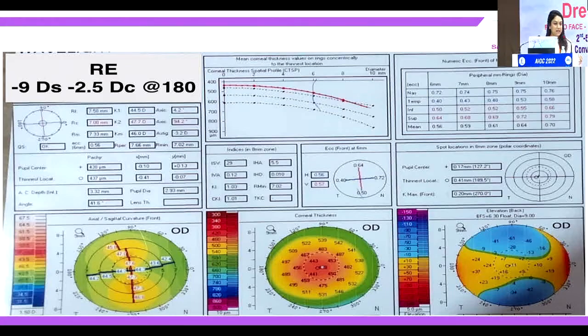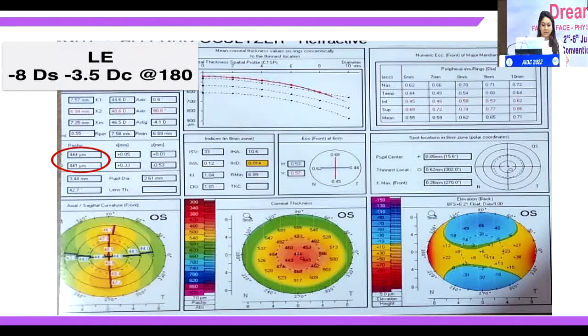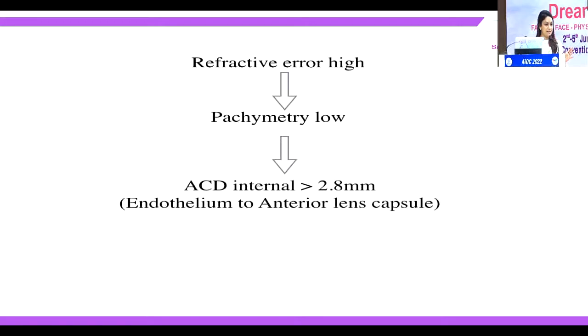Young female, 24-year-old, quite motivated because she wanted to go abroad for further studies. So she came to me for a refractive opinion. Refractive error very high, as you can see, -9 with -2.5 cylinder in the right eye, with pachymetry of just 438, with good anterior chamber depth, likewise in the left eye. So straightforward: refractive error is high, pachymetry is low, good internal anterior chamber depth.